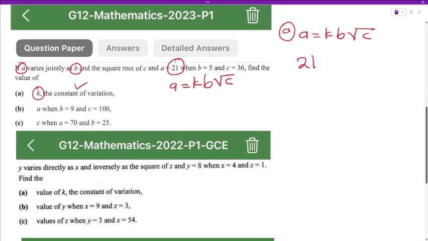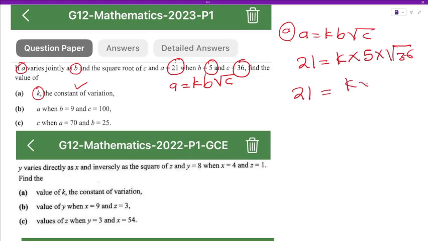So while there is A, I'll put 21 is equal to K. We're trying to find K. Then I said times, our B is 5. So I'll say 5 times the square root of what? 36, because C is 36. According to BODMAS, we need to start with what? With order there. There is a root there. So what's the square root of 36? It is a 6.